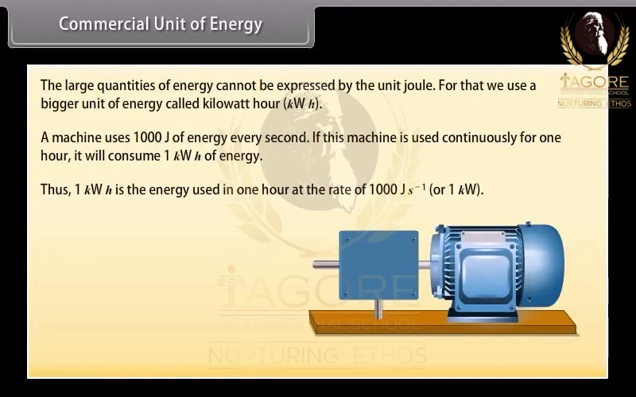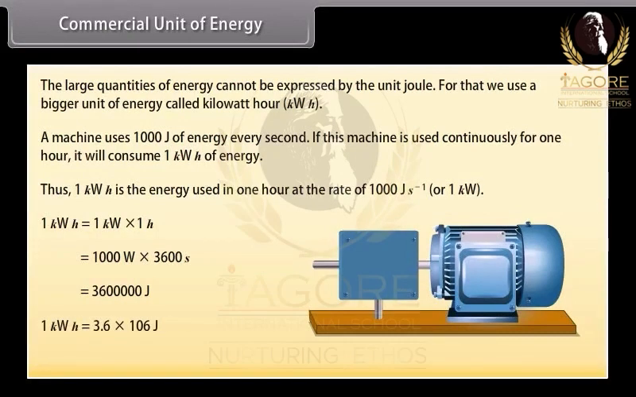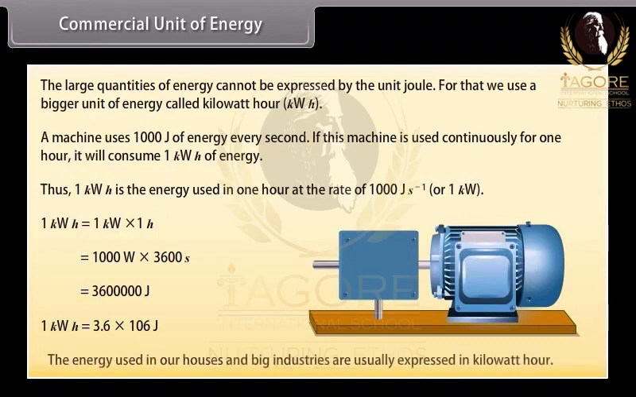So, 1 kilowatt hour is equal to 1 kilowatt into 1 hour, which is equal to 1000 watt into 3600 s, which is equal to 36 lakh joule. 1 kilowatt hour is equal to 3.6 × 10⁶ joule. The energy used in our houses and big industries are usually expressed in kilowatt hour.